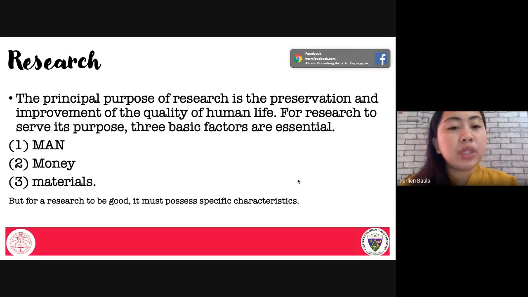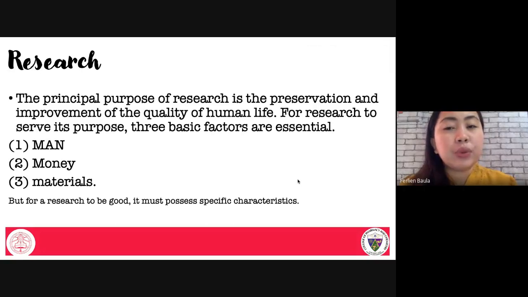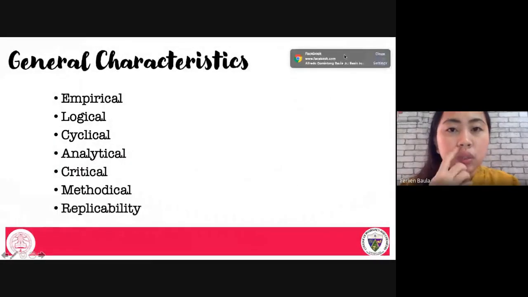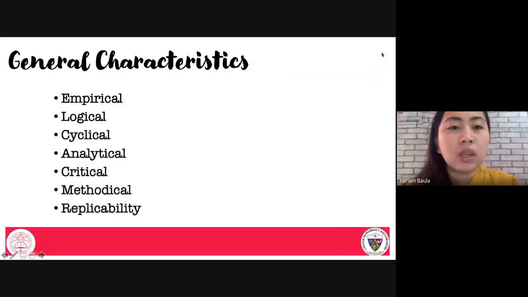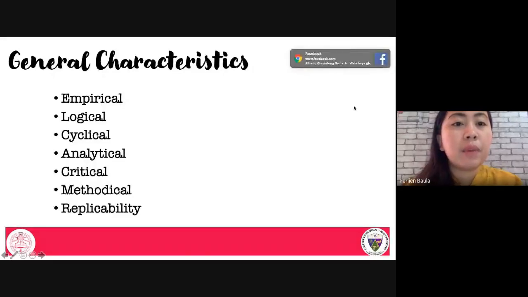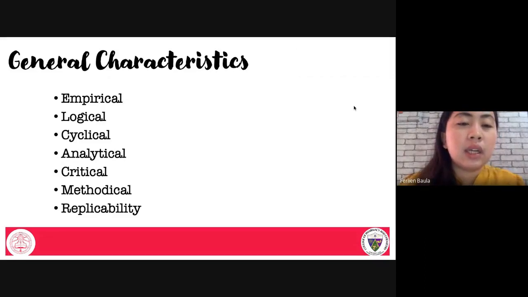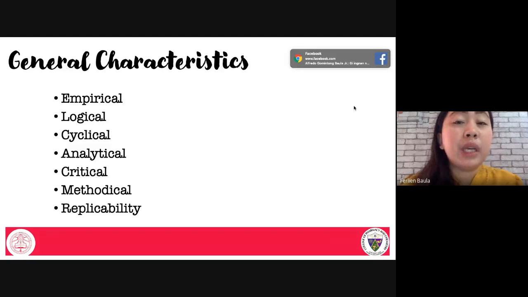But for a research to be good, aside from the three essential things, it has to possess specific characteristics. These are the general characteristics that our research should possess. It has to be empirical, logical, cyclical, analytical, critical, methodical, and replicable. I think that is self-explanatory.